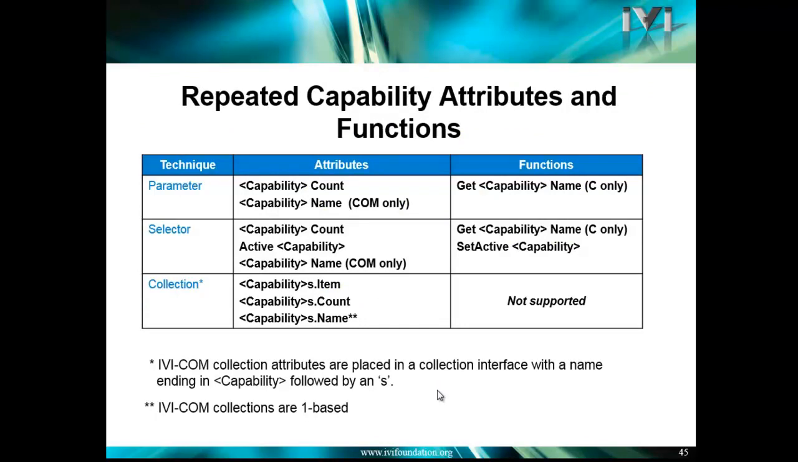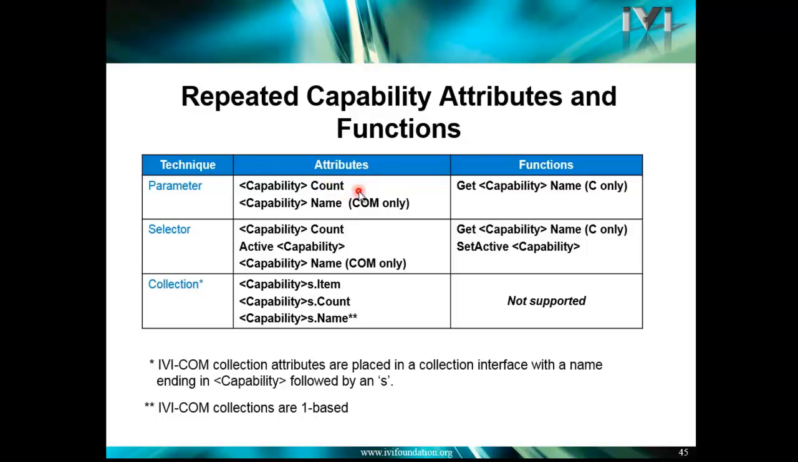So this is a list of the attributes and functions that are normally created for the different styles. And we don't need to go through them in great detail. We're talking about them a little bit because, amongst other things, it just helps illustrate some of the things that you need to prepare to deal with when you're working with repeated capabilities. So if we think about that parameter case first, so we're always passing a parameter to the function.